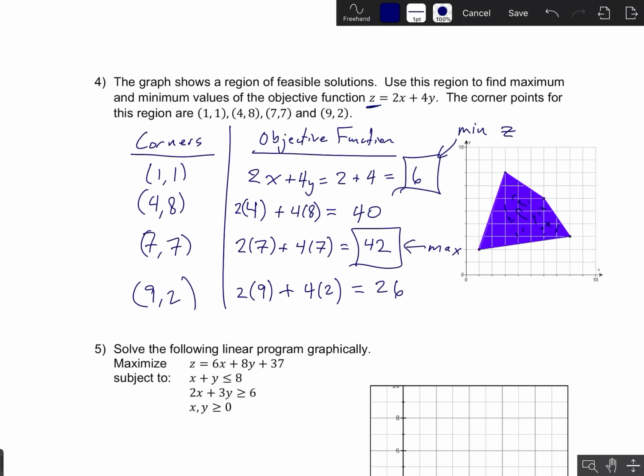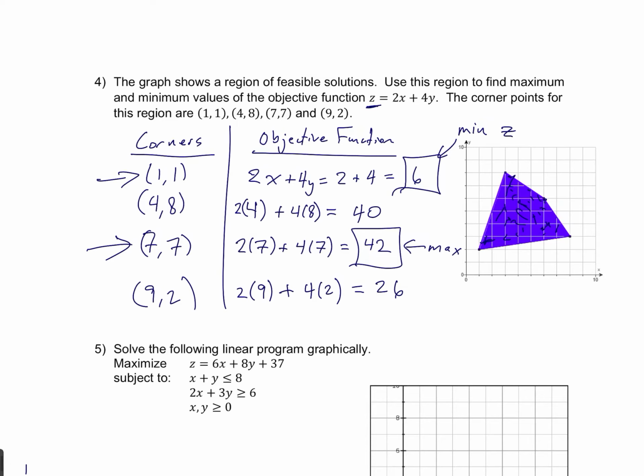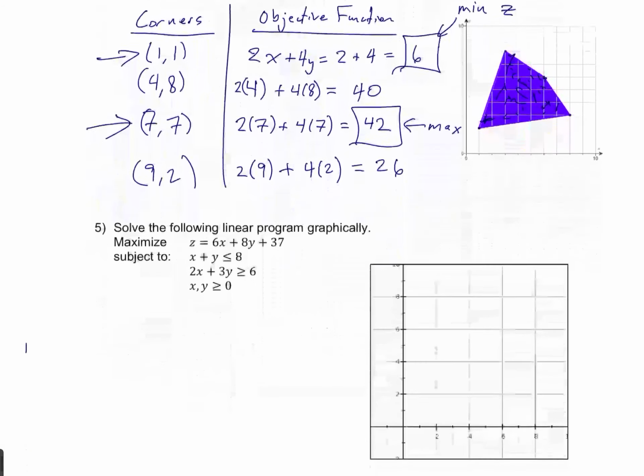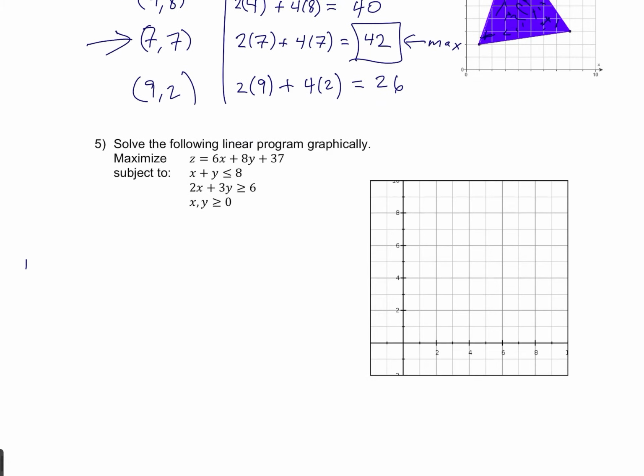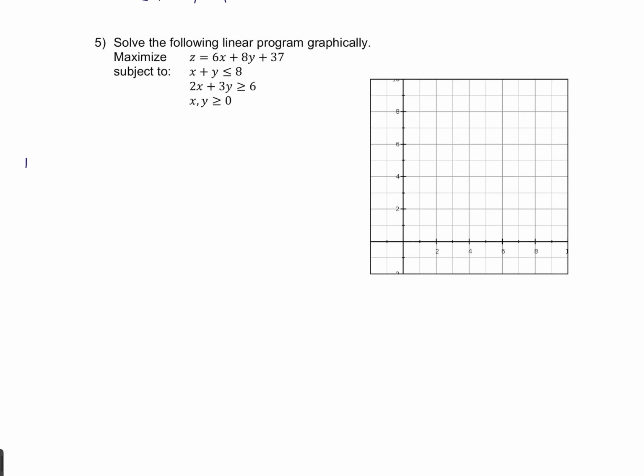So what that means is that if you were allowed to plug in any points that live in this region, if you wanted to minimize the value of z, then you would plug in this corner, (1, 1). And if you wanted to maximize the value of z on this region, you would plug in this corner, (7, 7). So we've now found our maximum and minimum z. So now we've seen all of the steps that are involved in solving a linear programming problem.